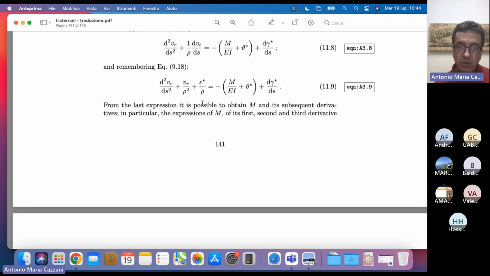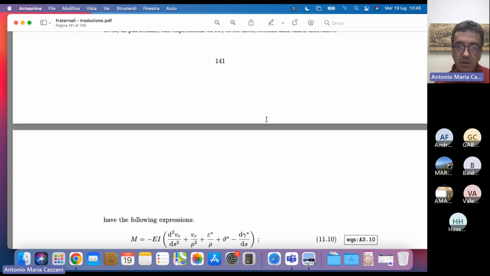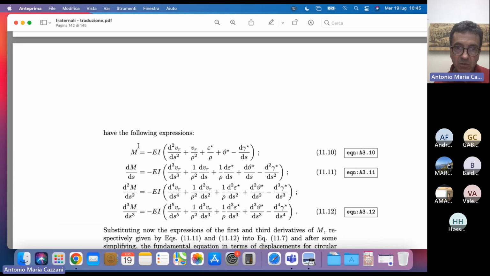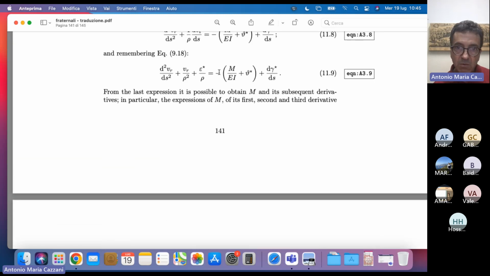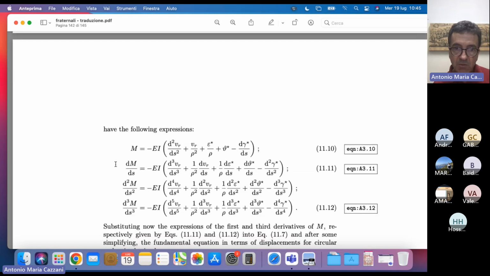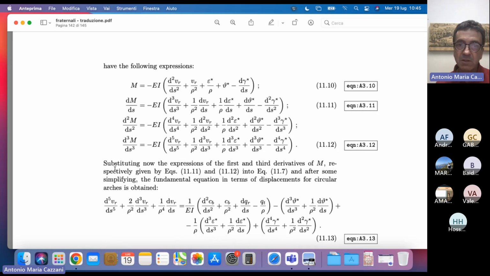So from this equation we can solve in terms of m and get the derivative of m. So we reach this expression. This is the expression of m which comes out from here when we solve the equations in terms of m. And so we see that the expression of m involves the second derivative of the radial displacement and other terms. And so when we take the first, second, third derivative, we obtain this expression.